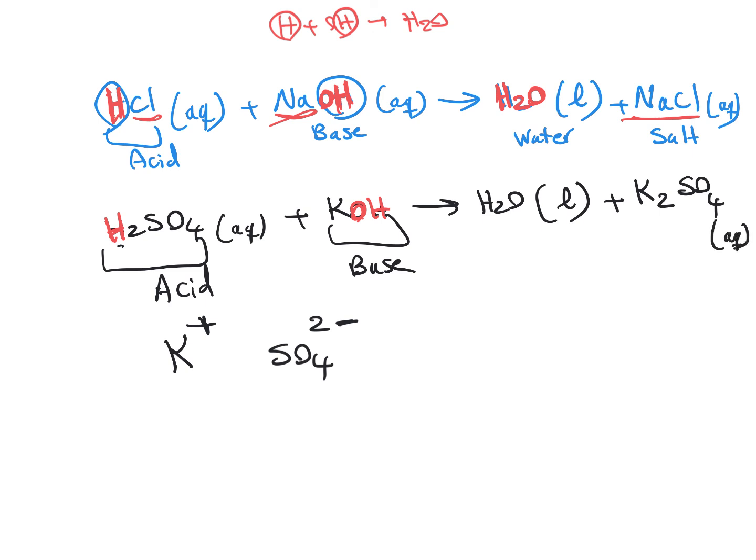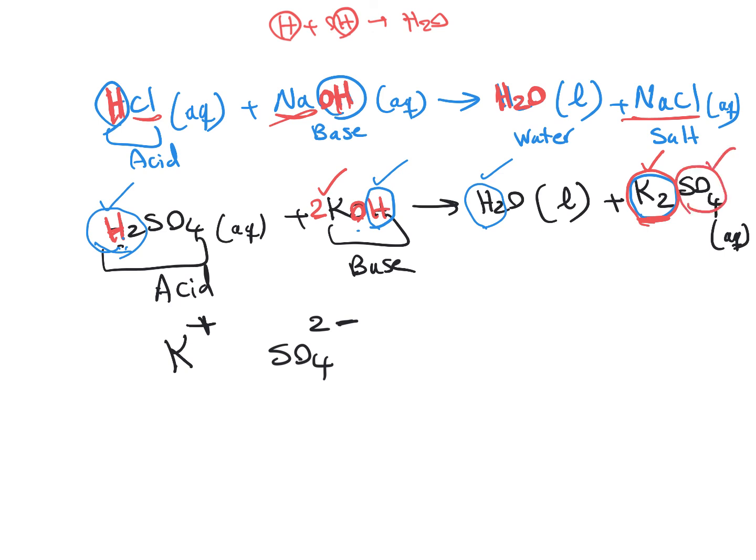aqueous. And now balancing the equation, we have 2 hydrogen on the left, 2 hydrogen on the right, and so on. This is an example of why it's not a good idea to start with hydrogen, because it is in multiple compounds. So what I do, I start with K, potassium. I have 2 potassium on the right, so I put 2 on the left. What about SO4?